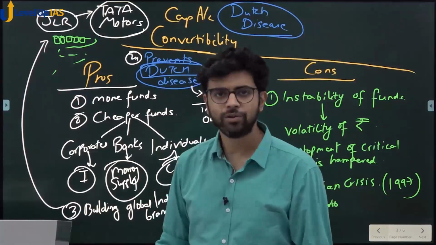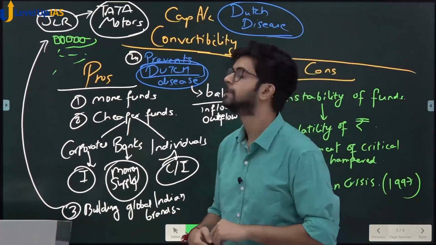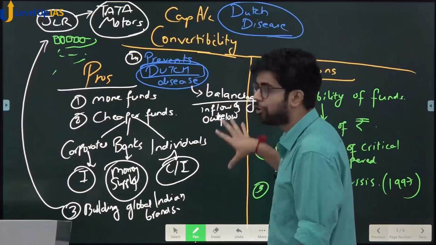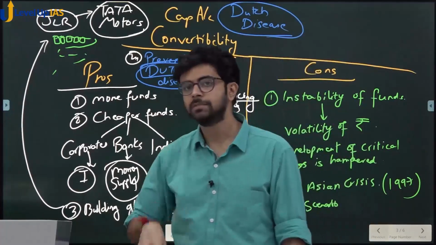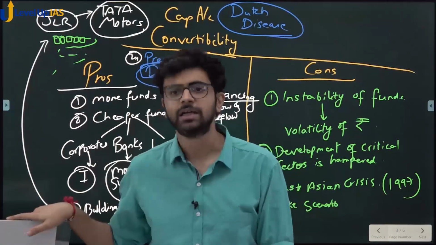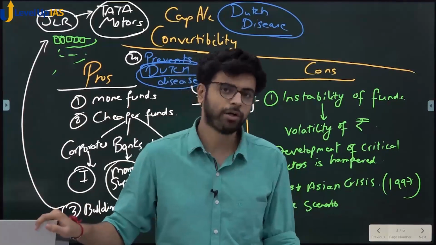So if inflow is coming, let it come. Automatically it will flow out. So no need to have any controls over it. But the problem with capital account convertibility is that it will come is not a problem for India. I hope you are getting this. Coming of foreign money, unlike the Dutch disease, is not a problem for India.